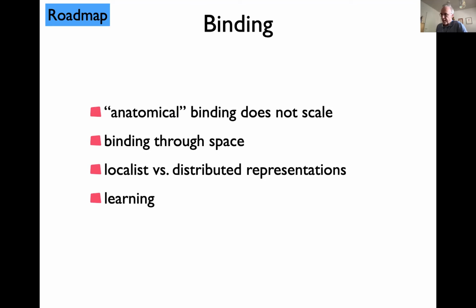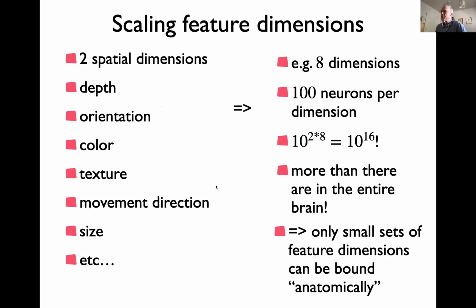And we'll see how far we get through all of this. So by the end of this, I'm ready to just do 2 examples and I'm done. I'm not sure I get through everything today. So I'll show you how this simple form of binding does not scale and then propose an alternative binding through space.